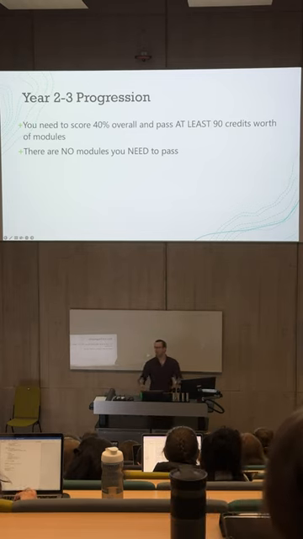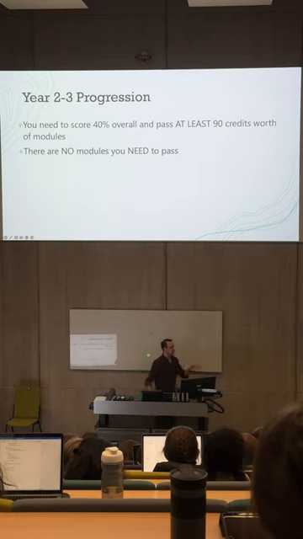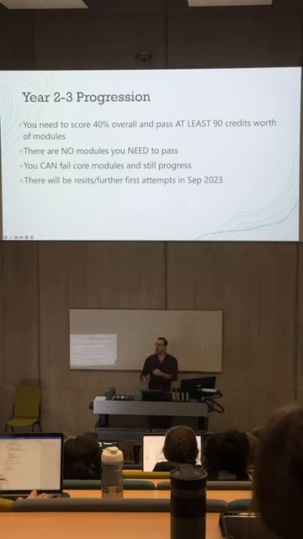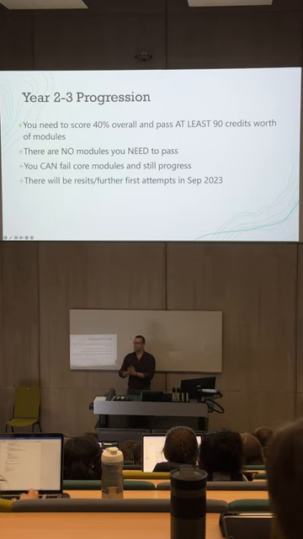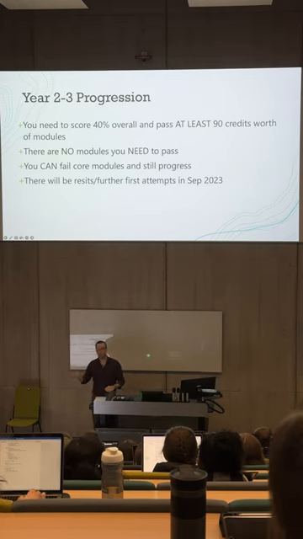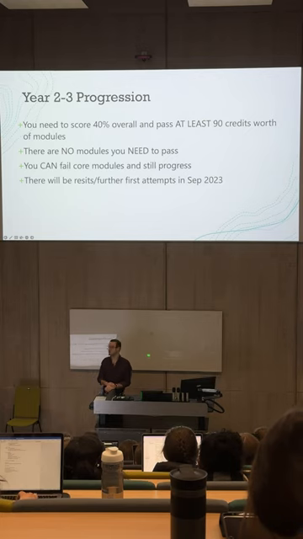In reality, that means you can get away with failing two modules. I don't recommend it, but if you do, and you pass the others, you can progress. So you can fail core modules and progress. If you do fail modules, whether you've met 90 credits or not, there will be resits for the first attempts in whichever you are awarded in September. That's the next assessment exam period.